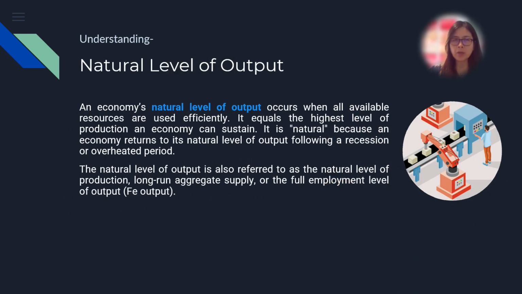This slide is meant for understanding natural level of output. It says that an economy's natural level of output occurs when all available resources are used efficiently. It equals the highest level of production an economy can sustain. It is natural because an economy returns to its natural level of output following a recession or overheated period. The natural level of output is also referred to as natural level of production, long-run aggregate supply, or the full employment level of output, FE output.